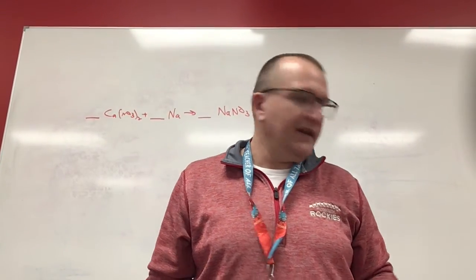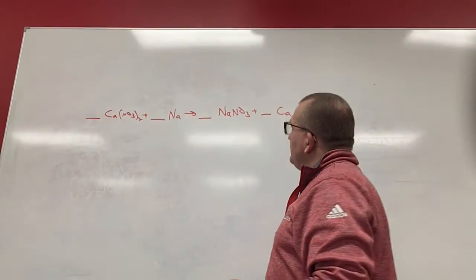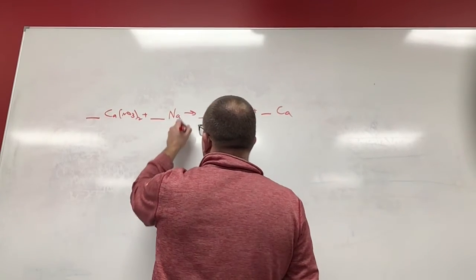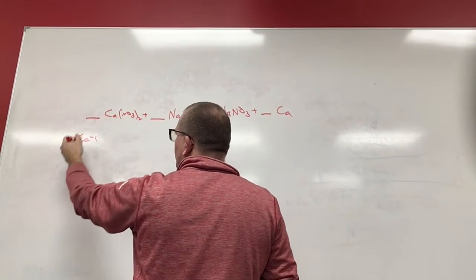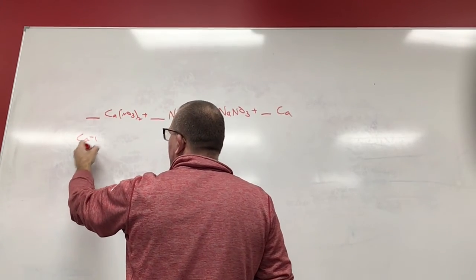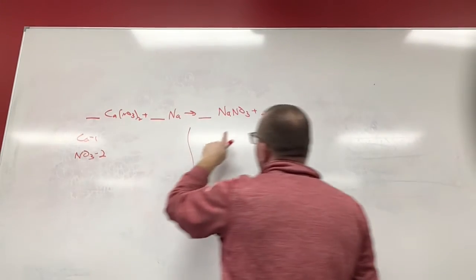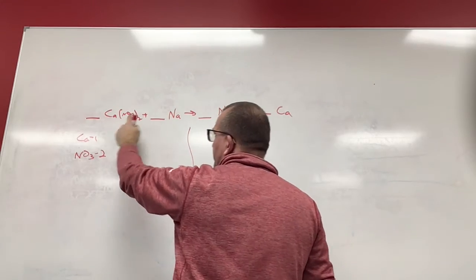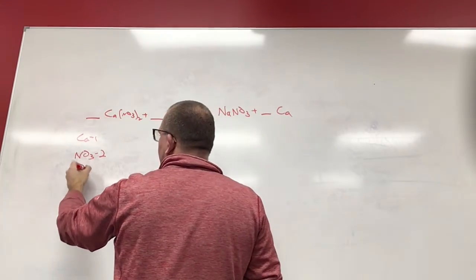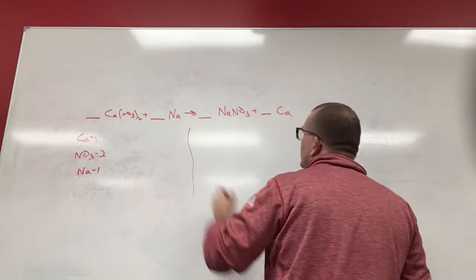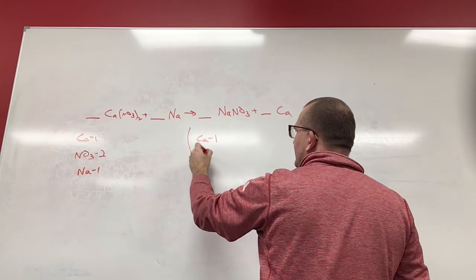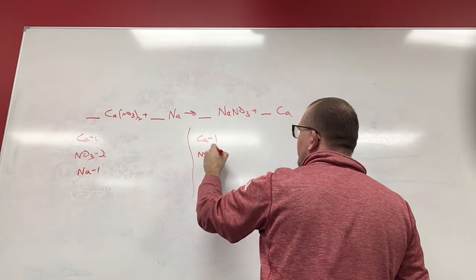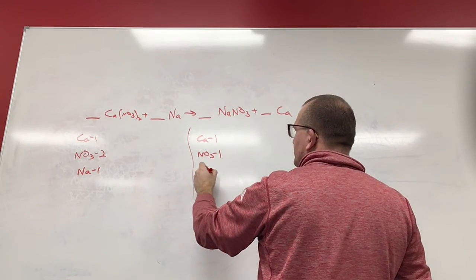All right, so now we're looking at number 9. Number 9, we do our count. Ca, I have 1. Now I keep the NO3 all together. And I got 2, and I do that because I have NO3 here and NO3 here. And then my Na is 1. Ca, 1. Again, NO3s all together. There's 1 NO3, and then there's 1 Na.